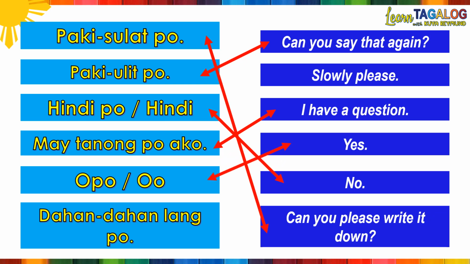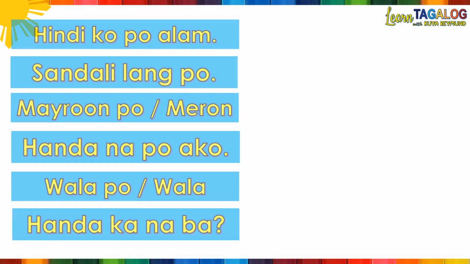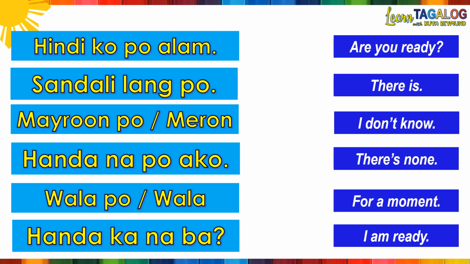Next is opo or oo. In English, that is yes. And lastly, we have dahan-dahan lang po. In English, that means slowly please. Next is, hindi ko po alam. Hindi ko po alam in English is, I don't know.